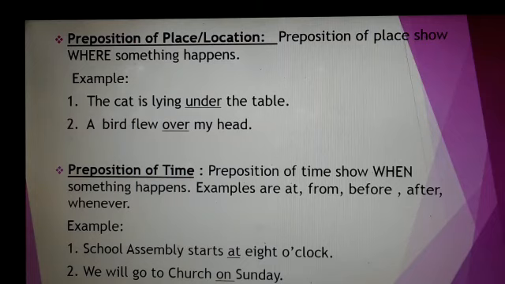And then explaining preposition of time, we have preposition of time shows us when something happens. When something happens, it always indicates the time. Examples are at, from, before, after, whenever. Now, in a sentence, we can say school assembly starts at 8 o'clock. At 8 o'clock. At there indicates the time. We will go to church on Sunday. That's also indicative of the time.